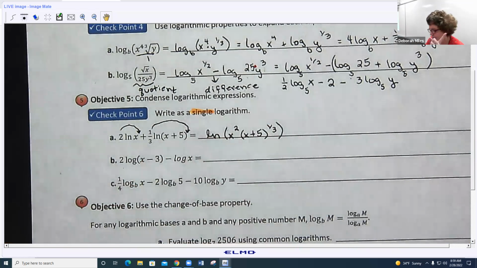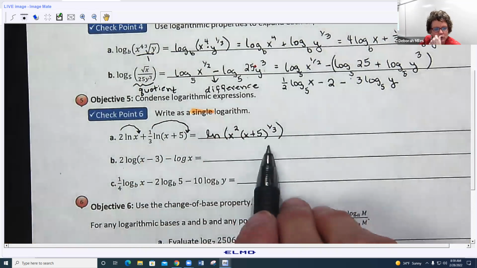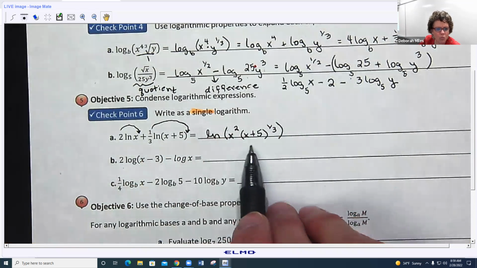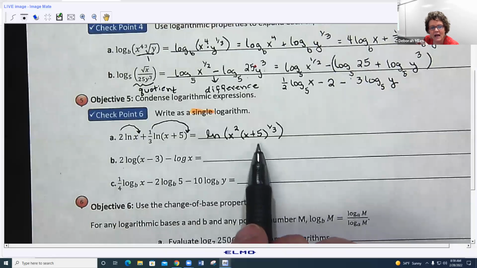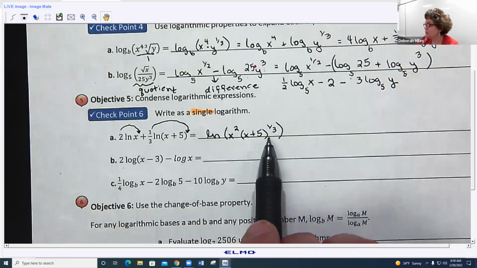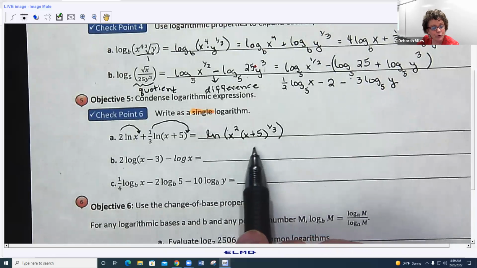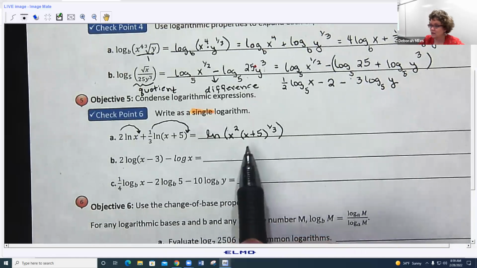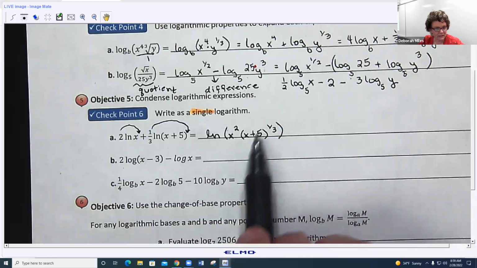And I was wondering in the homework if MyMathLab would take x plus 5 to the 1/3, or if it wanted you to write the answer as cube root of x plus 5. I think I tested that and it took my answer either way. So you don't have to write that back as a radical.